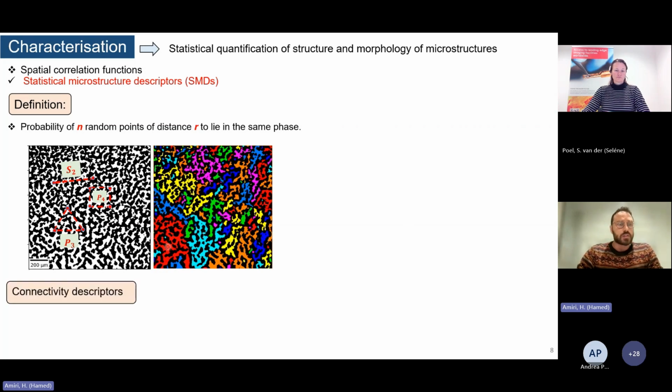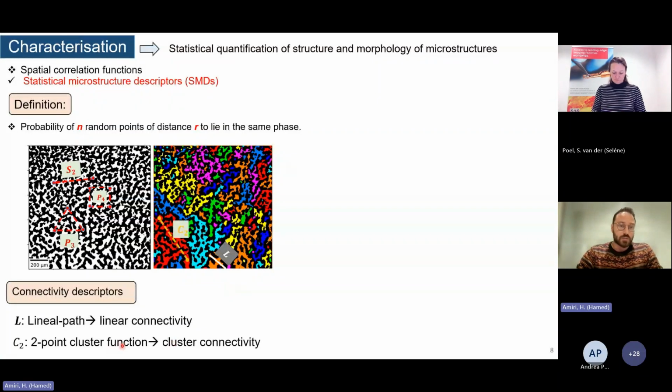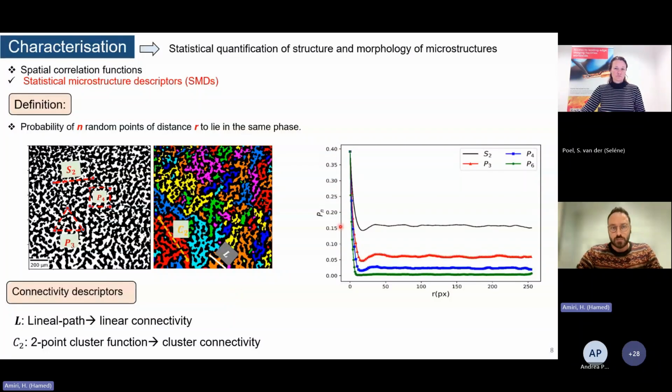But you can also define connectivity descriptors. For example, linear path is the probability of the whole line to lie in the same phase in your pore space. And we also have a 2-point cluster function, which is similar to the 2-point correlation function, but here the 2 points should lie in the same connected pores. And if you calculate all this probability at different distances r, what you get is a plot like this, which shows the probability, and on the x-axis you can see r, the distance between the points. And by using all of these SMDs, you can accurately quantify your microstructure.